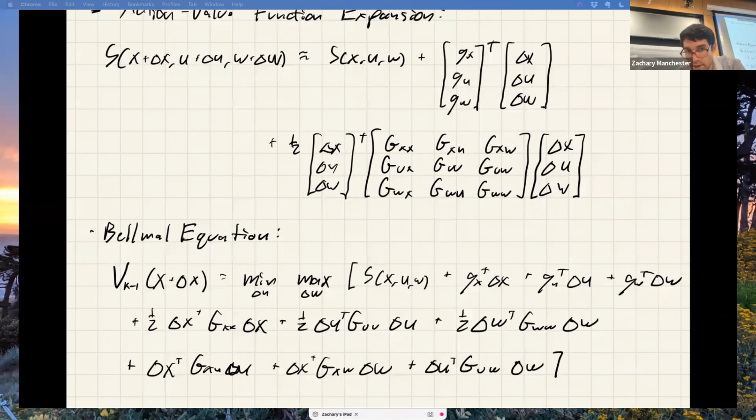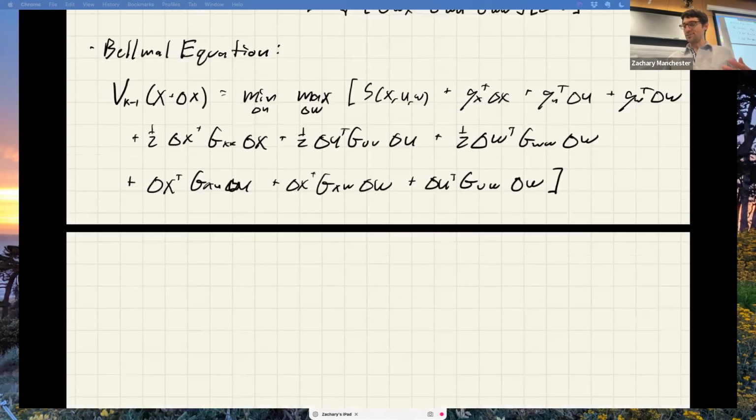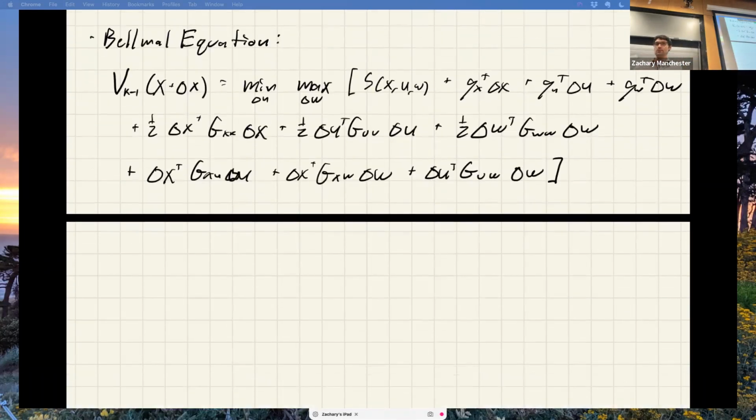Okay, so that's the whole thing. And we're going to do the exact thing you expect, no surprises. We're going to just take the gradients with respect to both u and w and set them equal to 0. So it looks pretty much exactly like we did before. So we'll get the following kind of stuff.